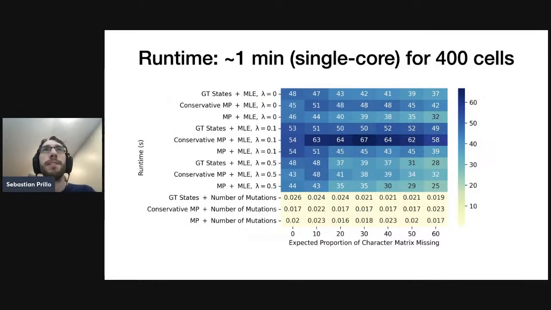I talk a lot about scalability. I haven't really given numbers, so let me actually give you some numbers. This takes around 1 minute to estimate branch lengths on a single core for 400 cells, which is what we've been using throughout all of these experiments.